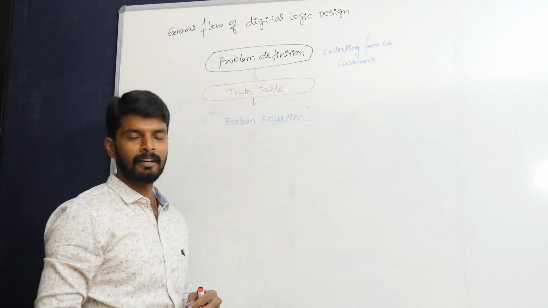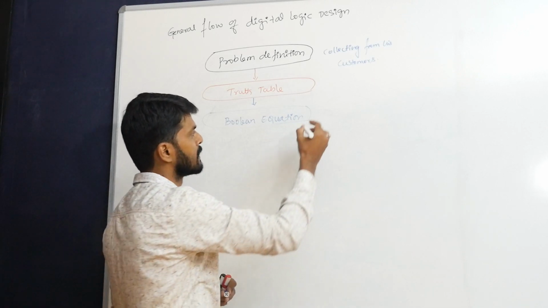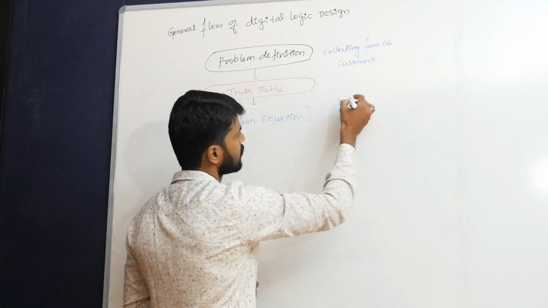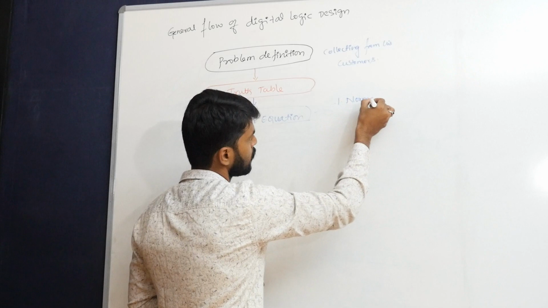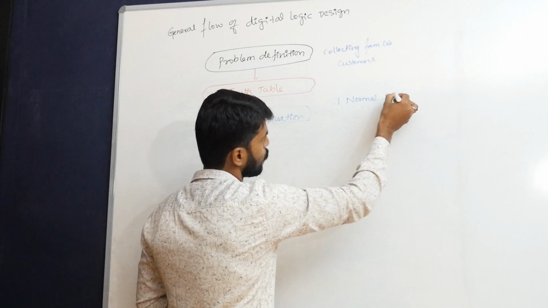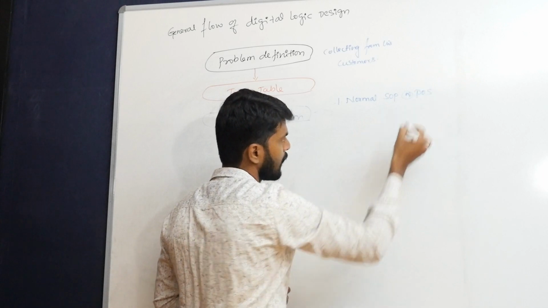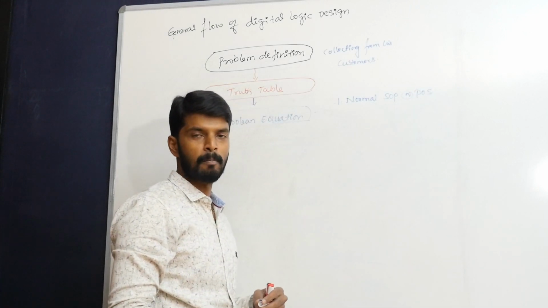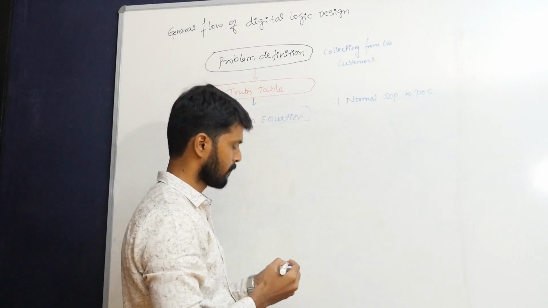We all know that there are two types of Boolean equations in any digital logic design. The first one is normal SOP or POS. SOP is nothing but a sum of product. POS is nothing but a product of sum.